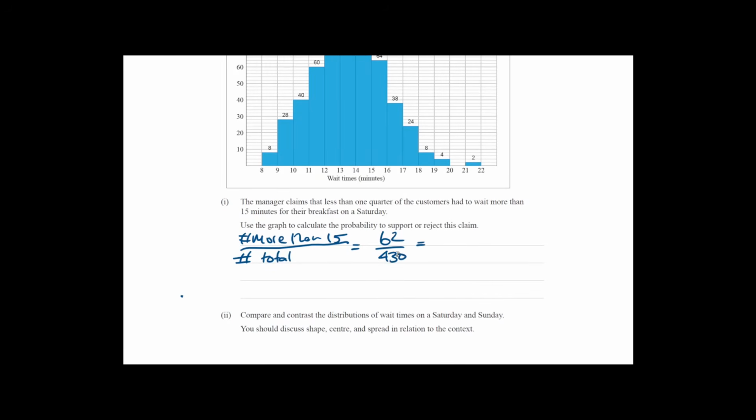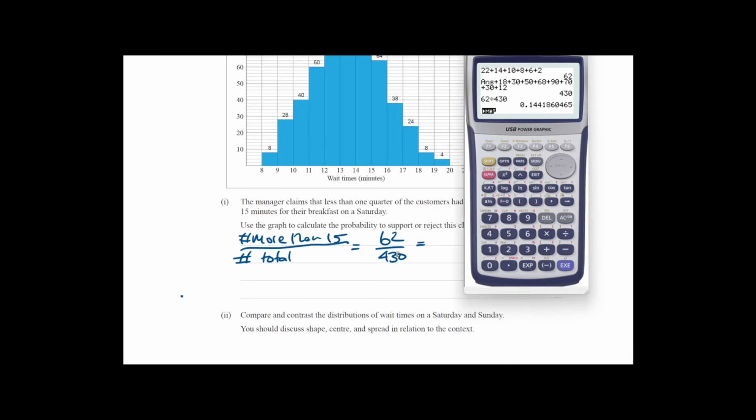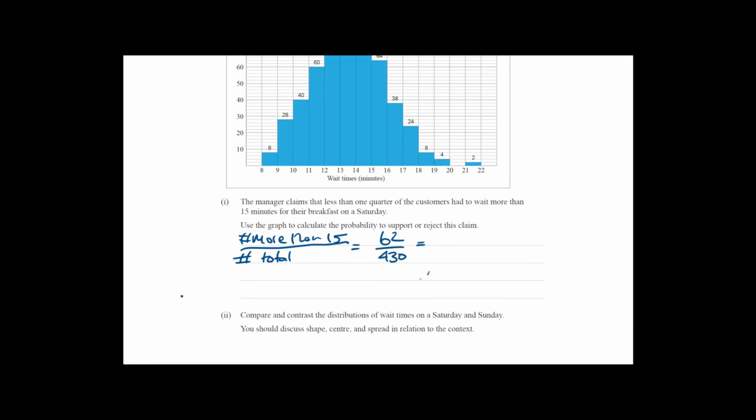So put that in our calculator. Is that greater than or less than a quarter? So the 62 divided by 430 is, drum roll, 0.144, which is less than 0.25. So the manager's right.